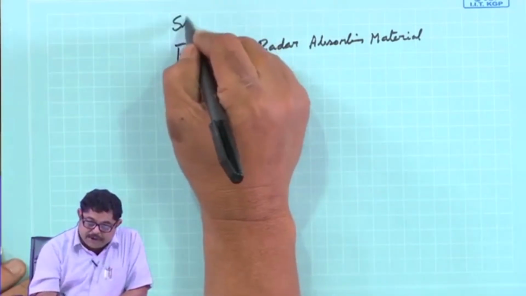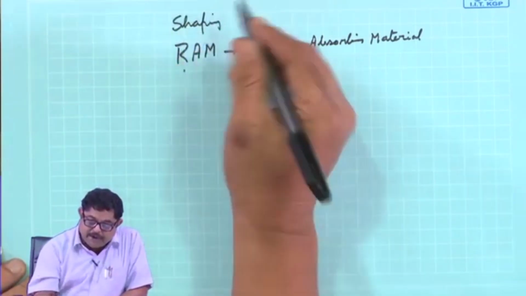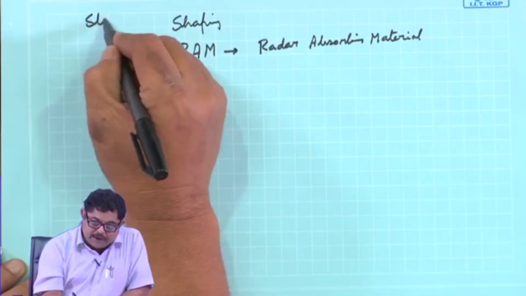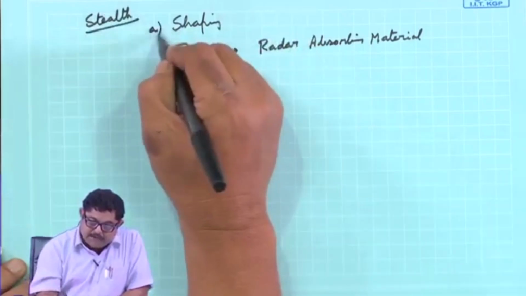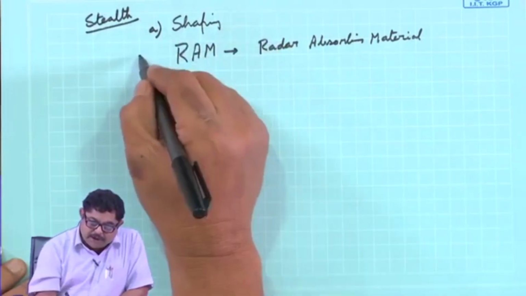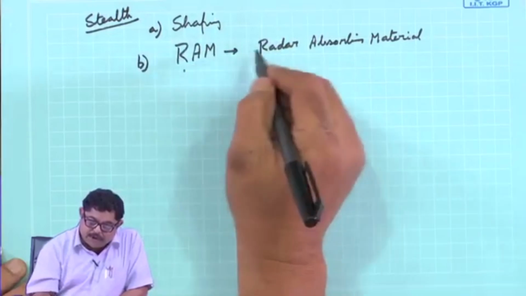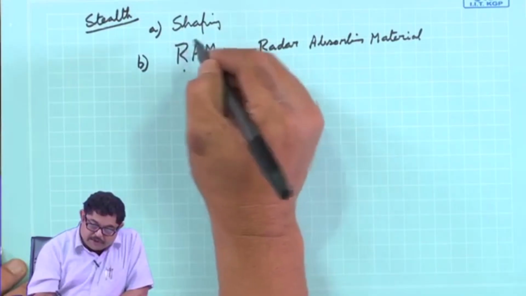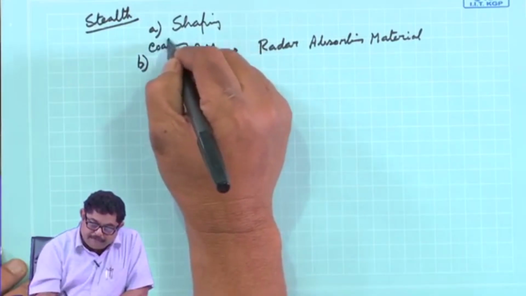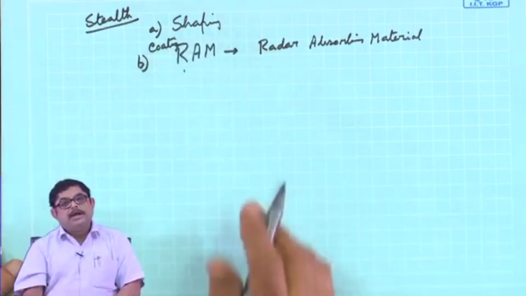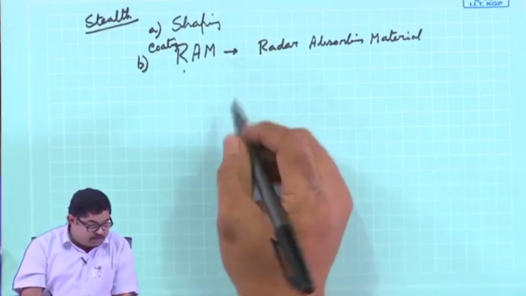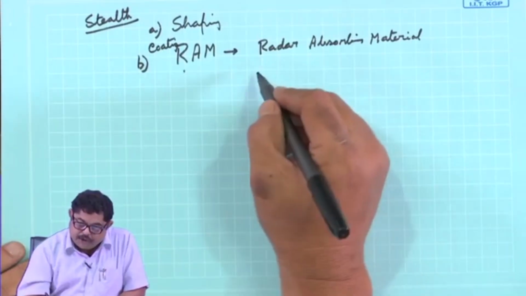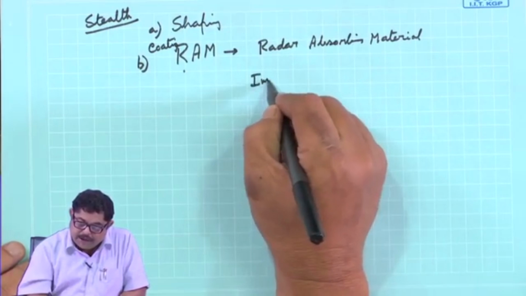Those are the principles of design of this RAM. So, I should say that first there is shaping, and these are all for making the design stealth. One is shaping, that is the best one, but shaping is not always possible. Then the method is called coating. Out of that there are various schemes of coating, either paint or putting some metal, all those are RAM. They work on the principle of impedance matching.